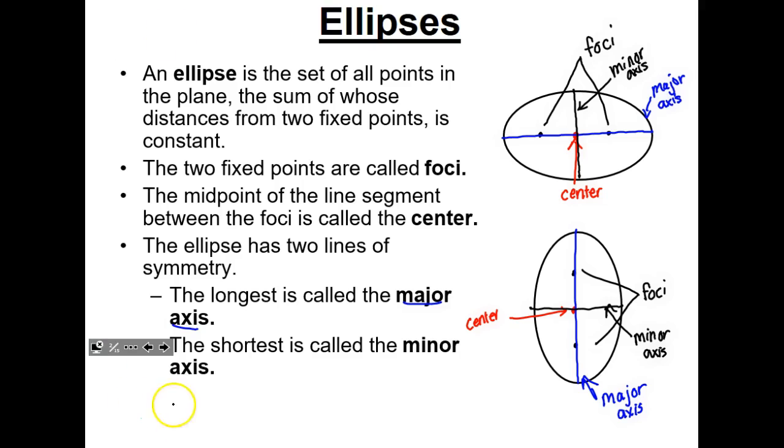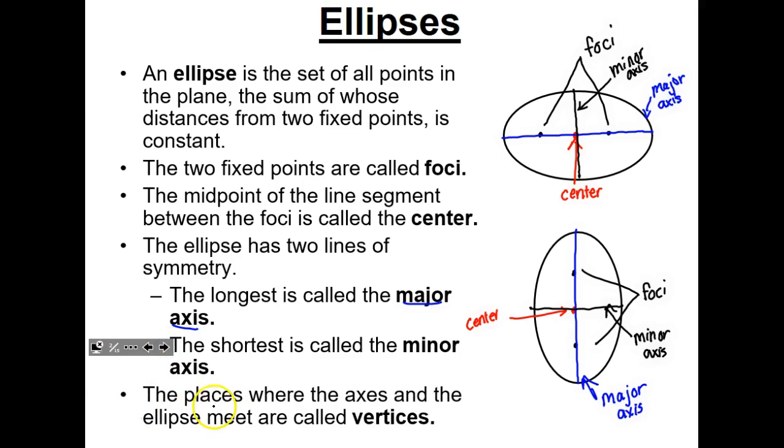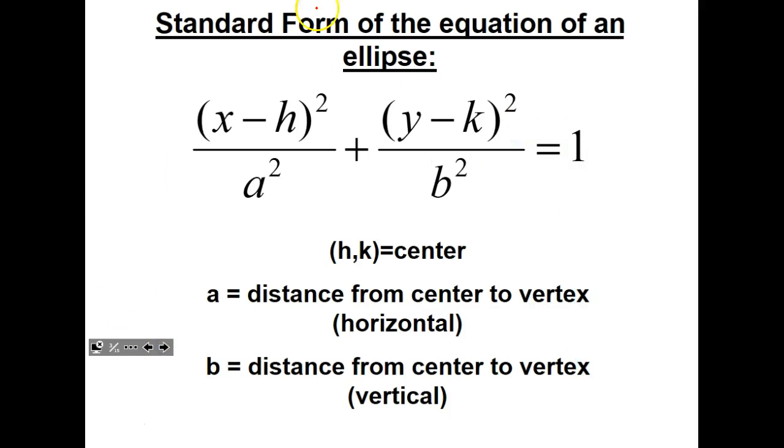The last one: the places where these axes meet the ellipse are the vertices. I'm not going to write here, but there's lots of them. So these 4 points here are vertices for the ellipse, and these 4 points here are vertices for the other ellipse. So, let's look at the standard form for an ellipse.